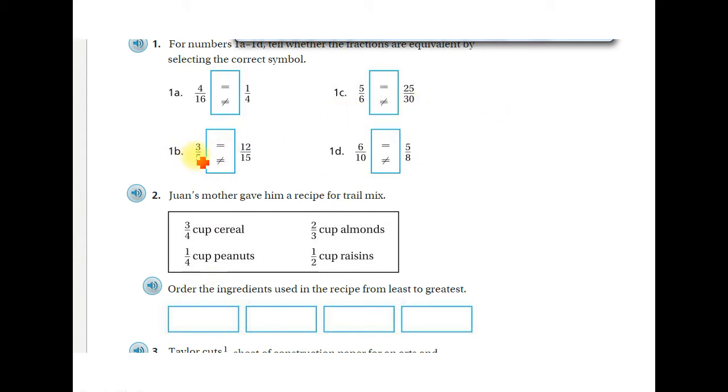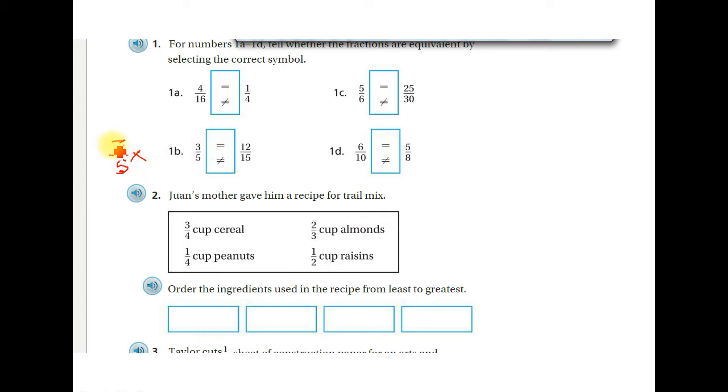Okay, let's go to 1b now. Again, same thing. We're trying to decide if this fraction is equivalent to this fraction. So this time I'm going to use multiplication. Since these are smaller numbers than these, I'm going to be multiplying. So I'm going to take 3/5, and I'm going to multiply by a fraction that's equivalent to 1. Remember, before we divided by 4 over 4, that was equal to 1. Now I'm going to multiply by a fraction that's equal to 1.